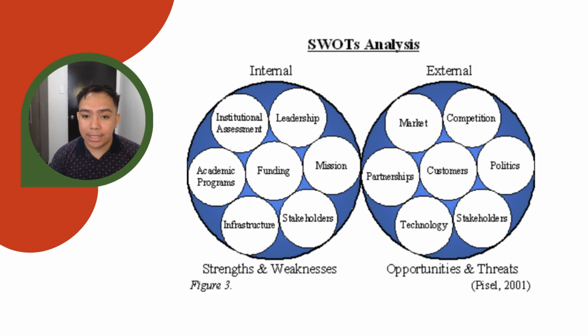Leadership, institutional assessment, funding, mission, academic programs, infrastructures, and stakeholders. And we go to external parts, the external environment, where we have opportunities and threats. We have market, competition, customers, partnership, technology, politics, and stakeholders. So we have these two things to start with, and then we go to the next phase.